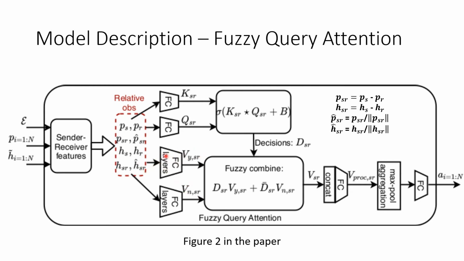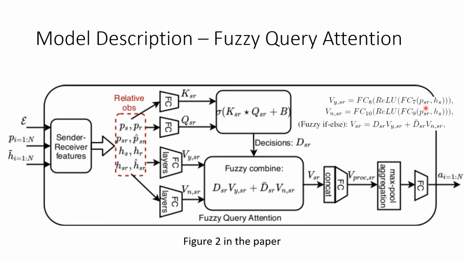So we use a fully connected layer using an input of PSR and HS, which are the relative position between the sender and receiver, and the state of the sender. We pass that through two fully connected layers to generate VOI and VN. Then VOI is multiplied by DSR and added to 1 minus DSR multiplied by VN.